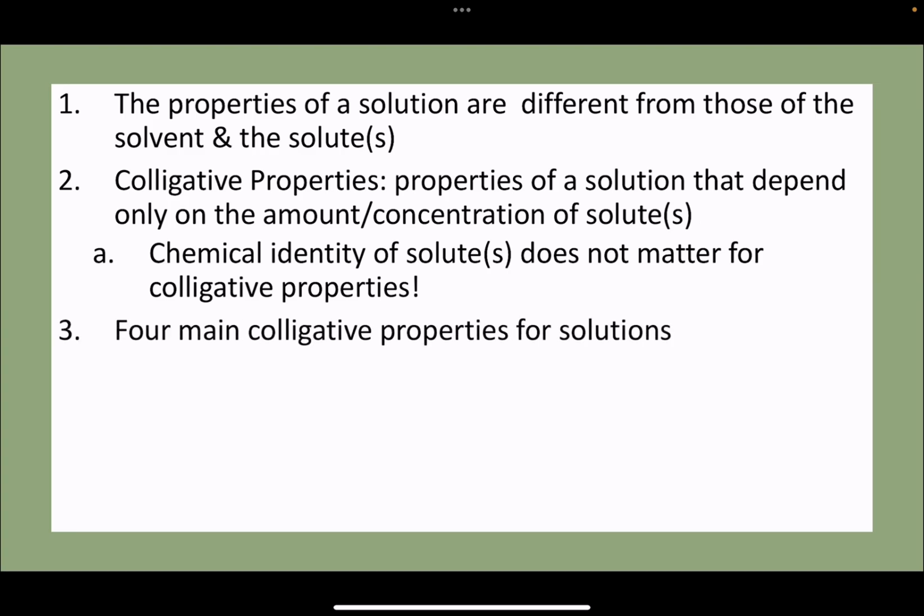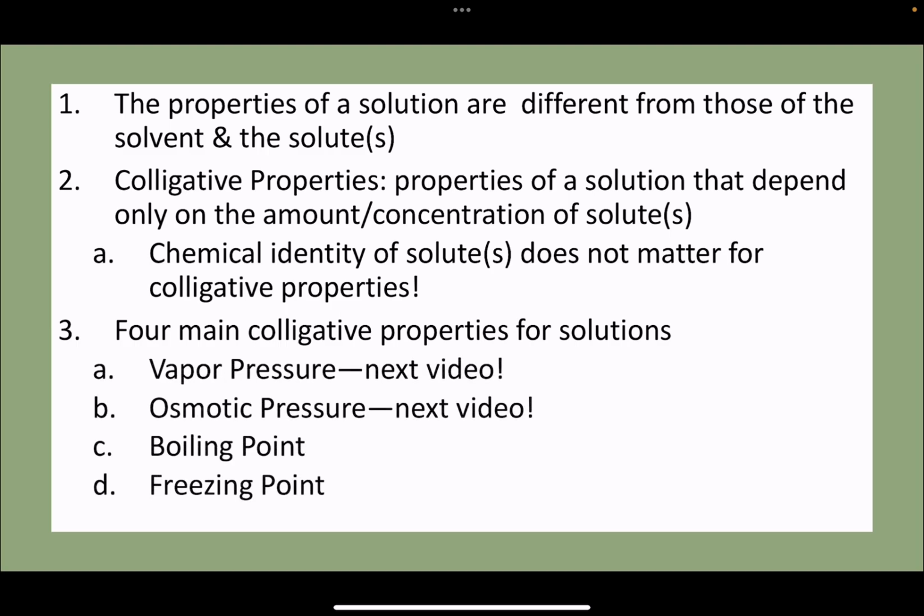There are four main colligative properties we need to discuss. The first two, vapor pressure and osmotic pressure, we'll talk about in our next video. The properties we'll be focusing on today are the boiling point and the freezing point of solutions.